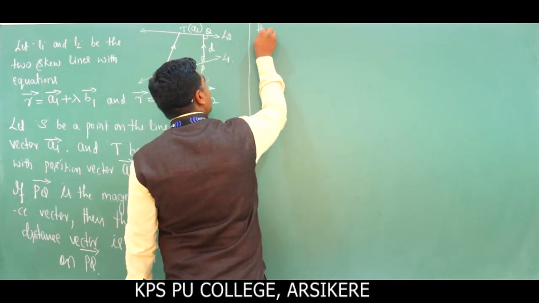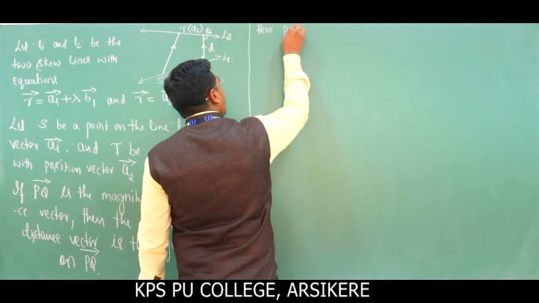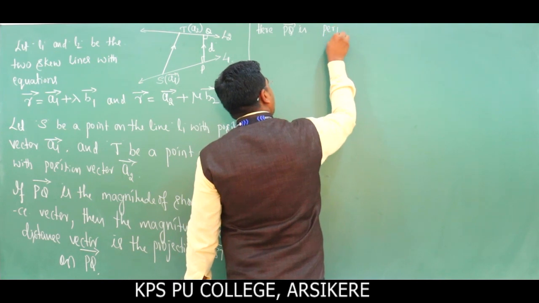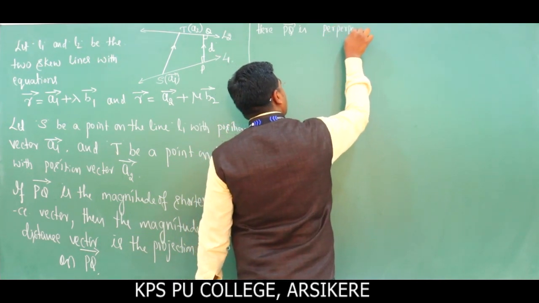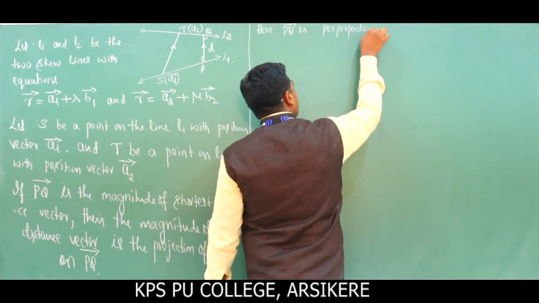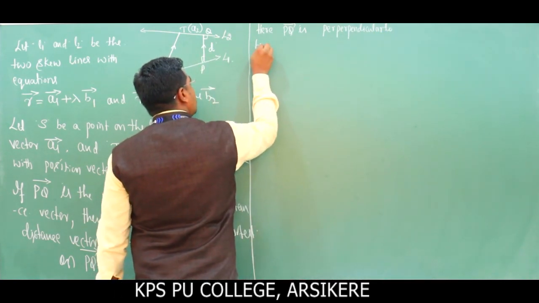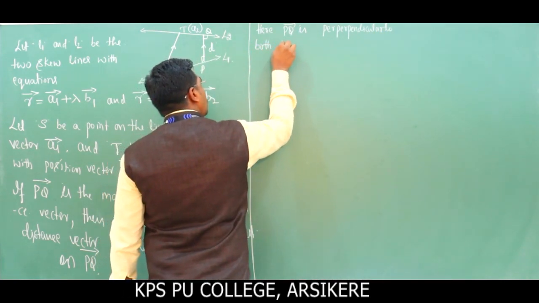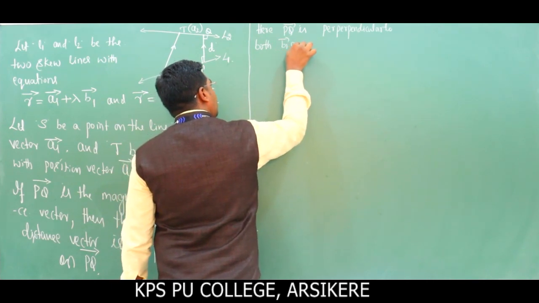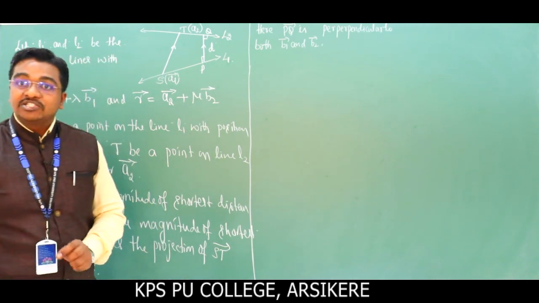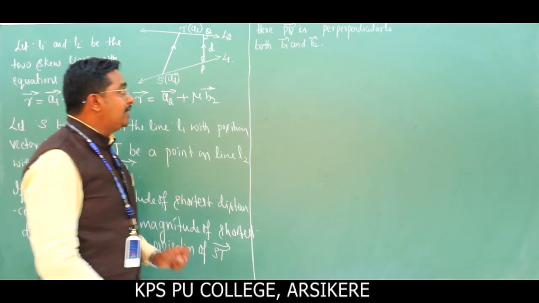Here vector PQ is perpendicular to both vector B1 and vector B2. So PQ is perpendicular to both vector B1 and B2.